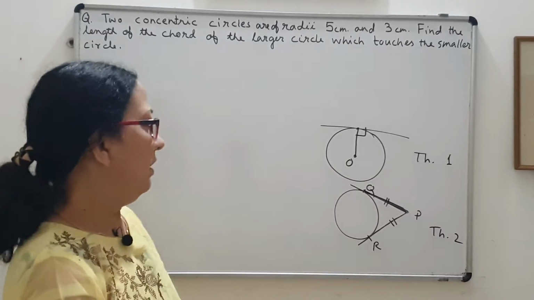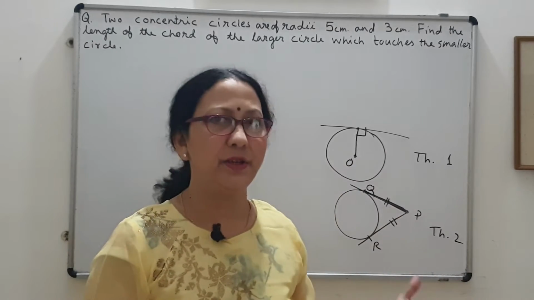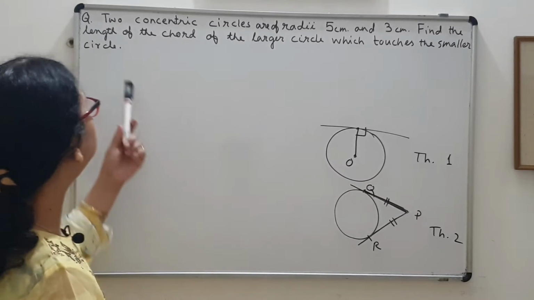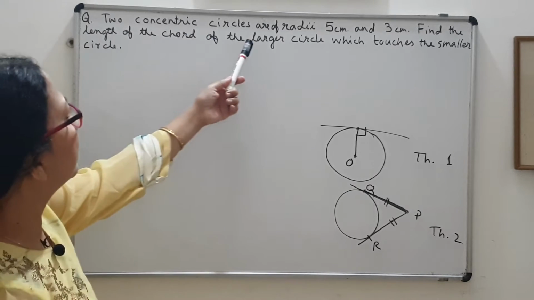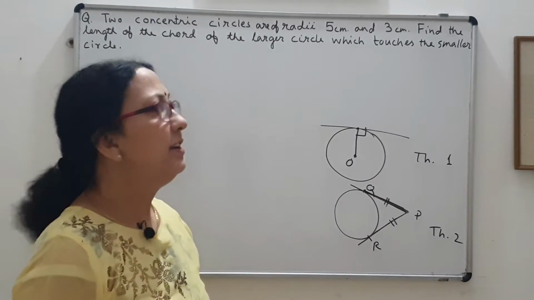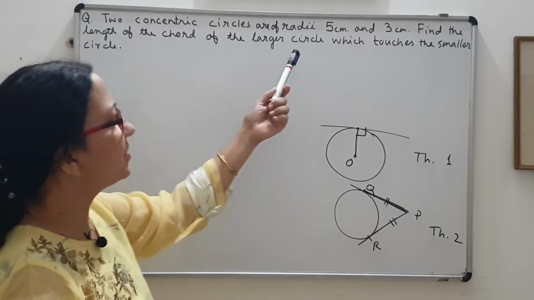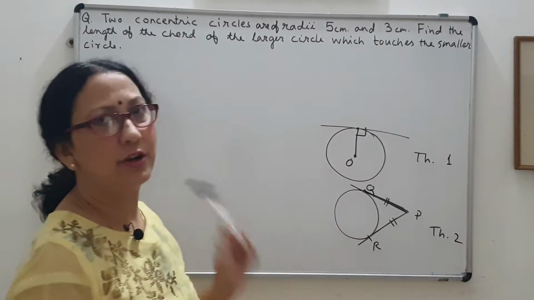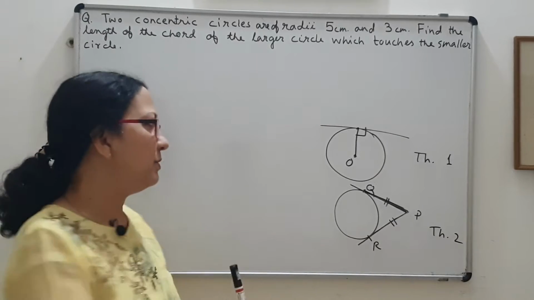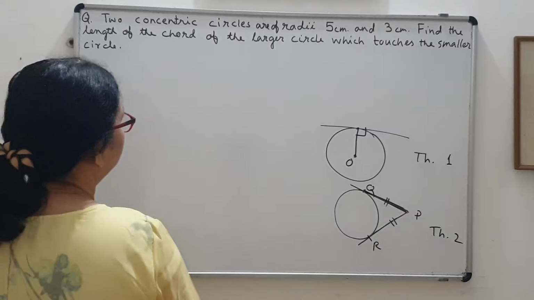So now we will be showing you the application of these two theorems by solving a few questions. The first question that I have taken: two concentric circles are of radii 5 centimeter and 3 centimeter. Find the length of the chord of the larger circle which touches the smaller circle. So this is the question. Let us solve it and see how we are applying these two theorems.